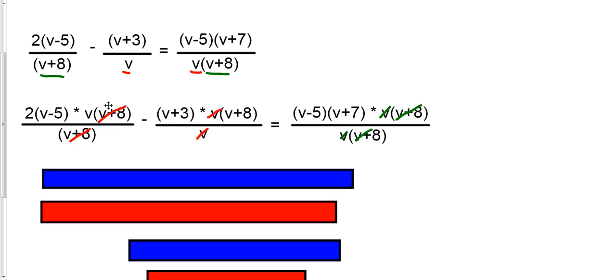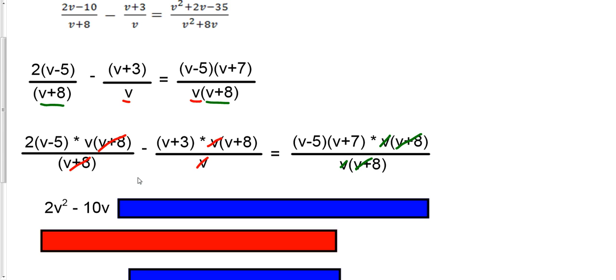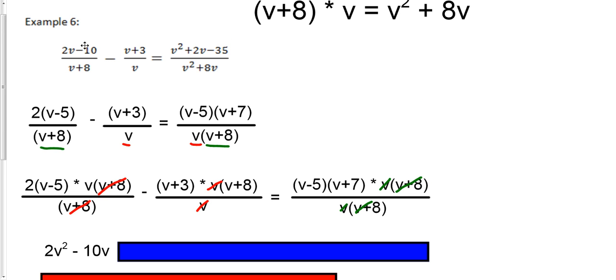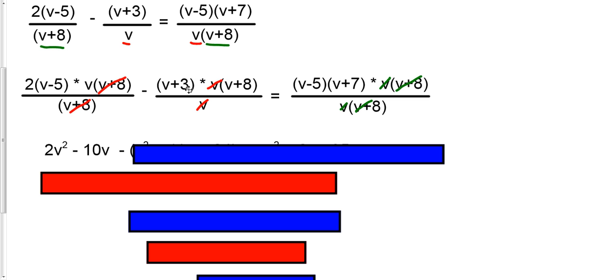So let's take this one piece at a time. This expression over here, 2 times v minus 5 times v, becomes 2v squared minus 10v. The 2v minus 10 was right here. We needed to multiply this whole thing by v, because that was the only thing left here. And now it became 2v squared minus 10v. We're subtracting all of this then.